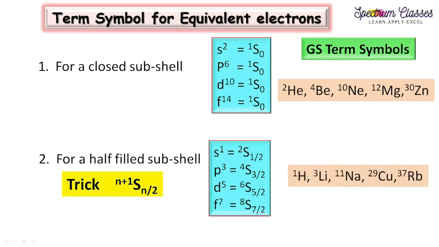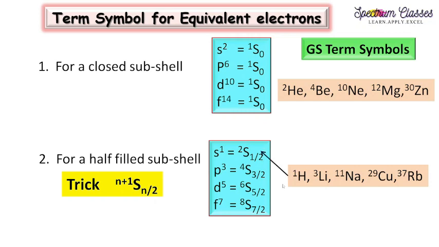Now coming to the half-filled. So 1H is 1s1, so 2S 1/2. Lithium is 2s1. Hydrogen, lithium, sodium and rubidium all belong to the same group, the 1s group. Right? So 1 means 1 electron in the s orbital. So for all these elements, we are having the term symbol 2S 1/2. Now coming to copper 29. So copper 29 is what? It is an exception because it is having d10 4s1. So it is again 2S 1/2.